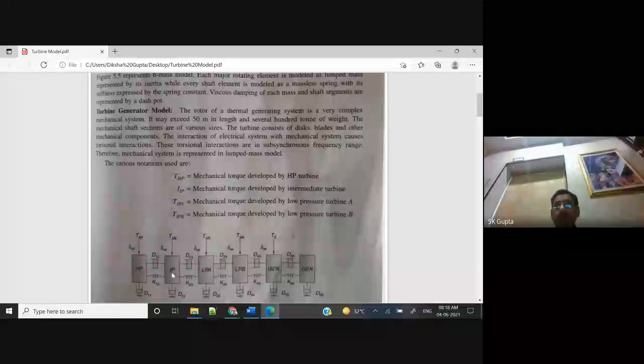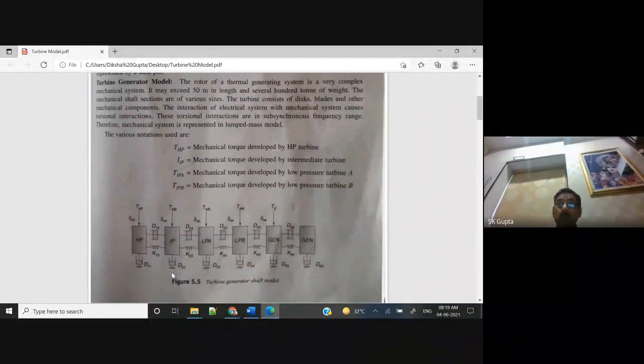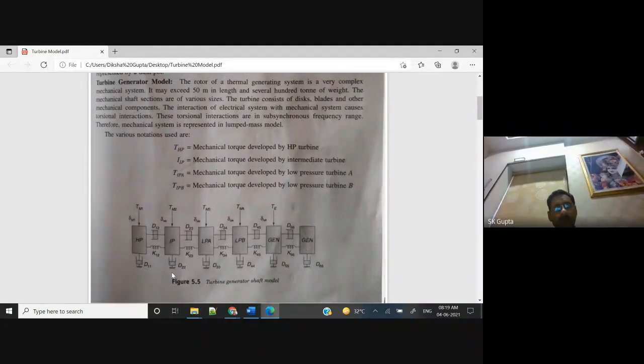Now, just to analyze this: as we did the modeling while describing AGC, we modeled the turbine, the speed governor, the generating system, then the excitation. But there is a difference between AGC and here. Here we have to analyze the different oscillations.